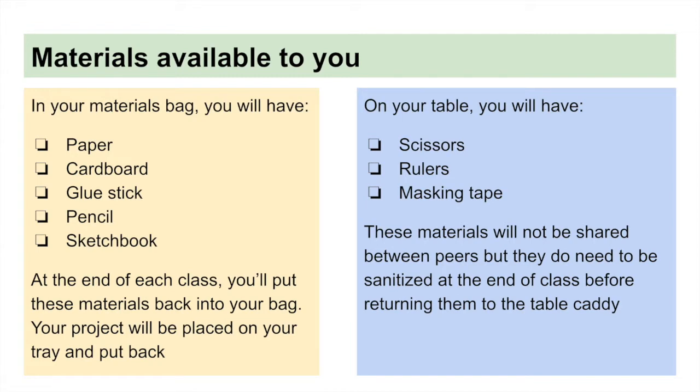There's no trading. All right, on your table, you will have scissors, rulers, and masking tape. These materials will not be shared between peers, but they do need to be sanitized at the end of class before returning them to the table caddy.